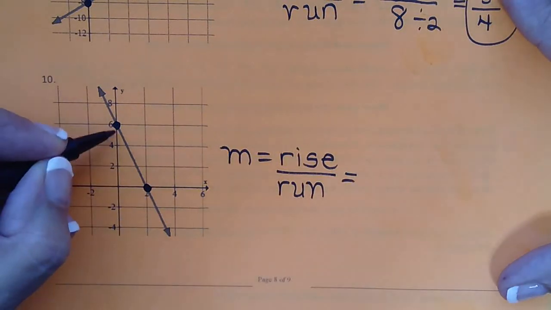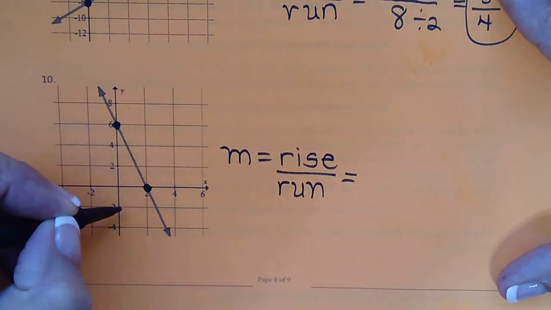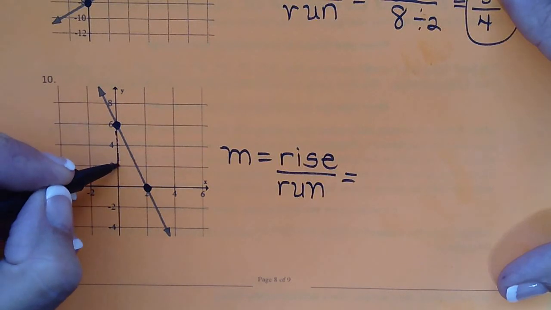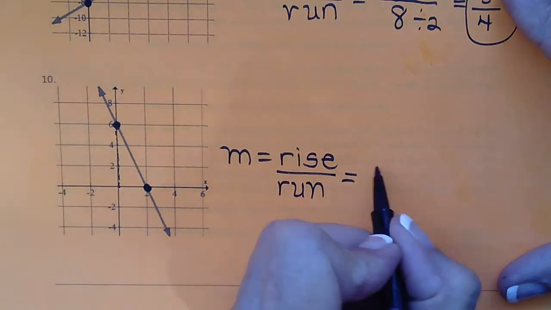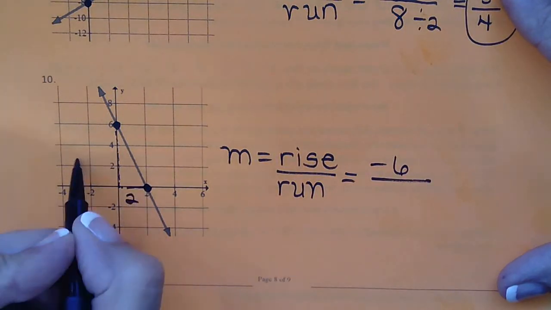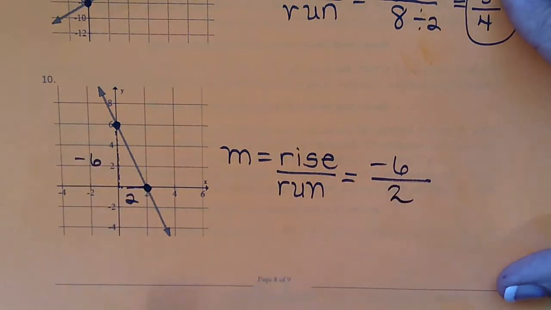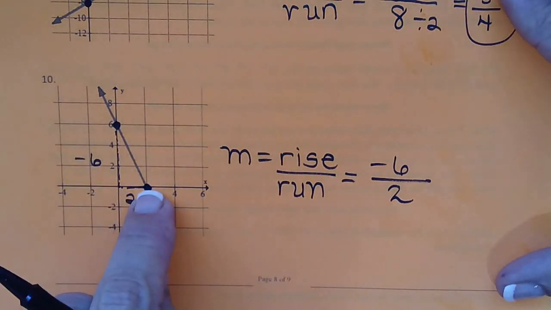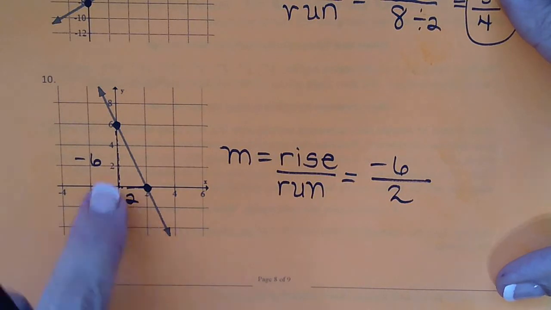And that would be, this time I'm going down when I travel from left to right. So down 2, 4, 6. So negative 6 over run 2. So there's that negative we were expecting, right? So down 6. Always run forward, so your run will always be positive. It's only the rise that can be positive or negative.